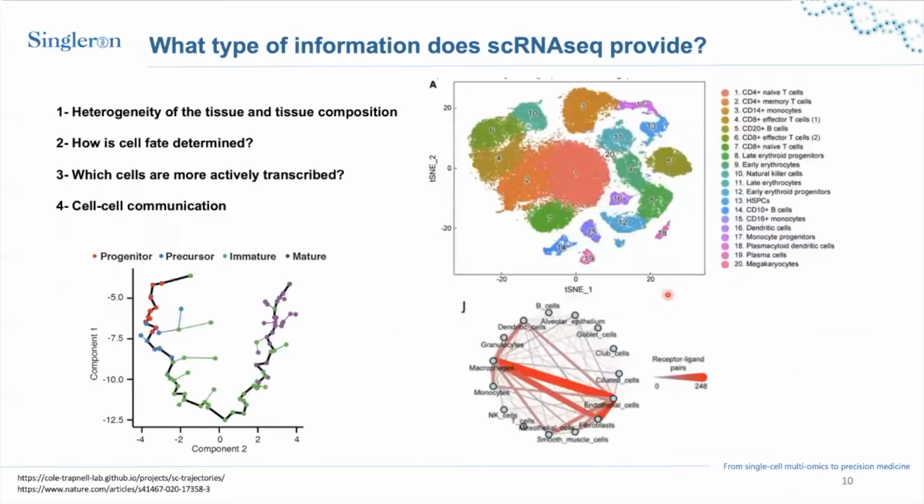So what type of information can we get out by using single cell sequencing? The most frequent reason to use single cell RNA sequencing is to understand the heterogeneity of the tissue. If you check any single cell RNA sequencing paper, this is the graph that you come across on the right side. And this is a t-SNE plot.